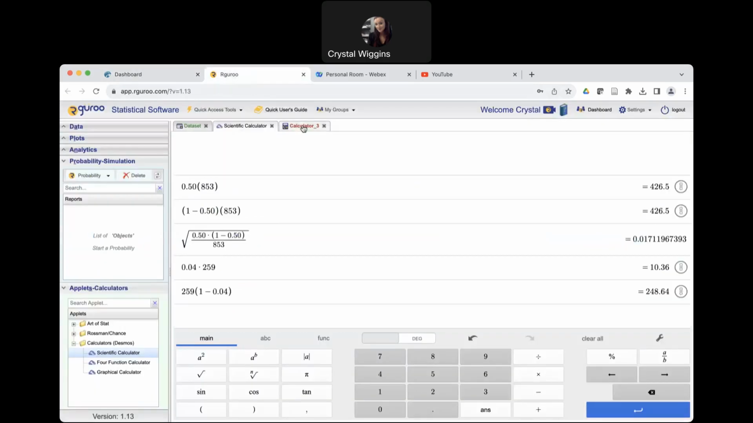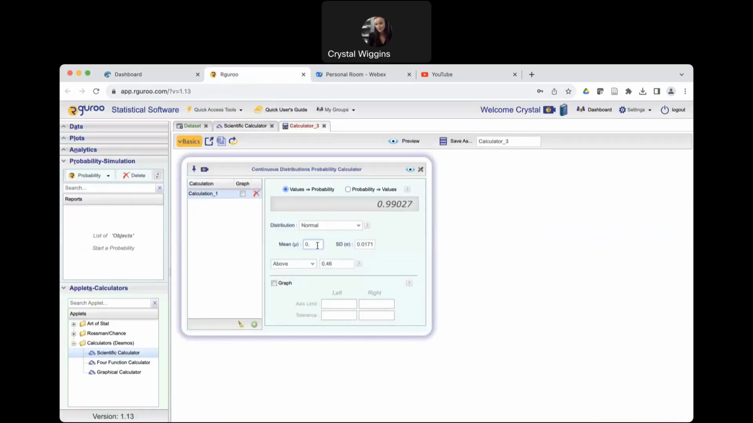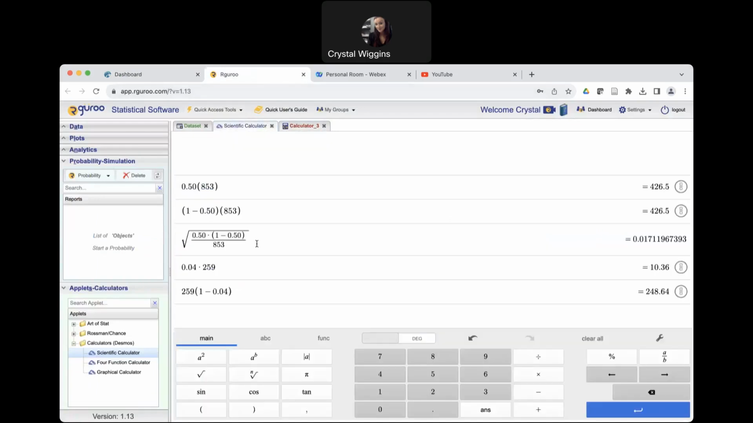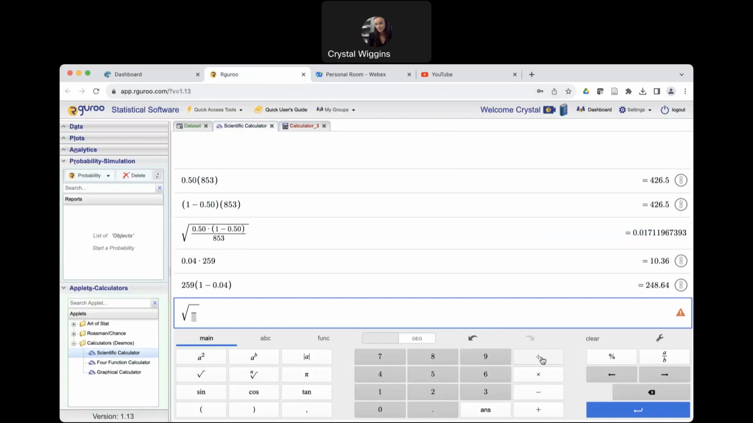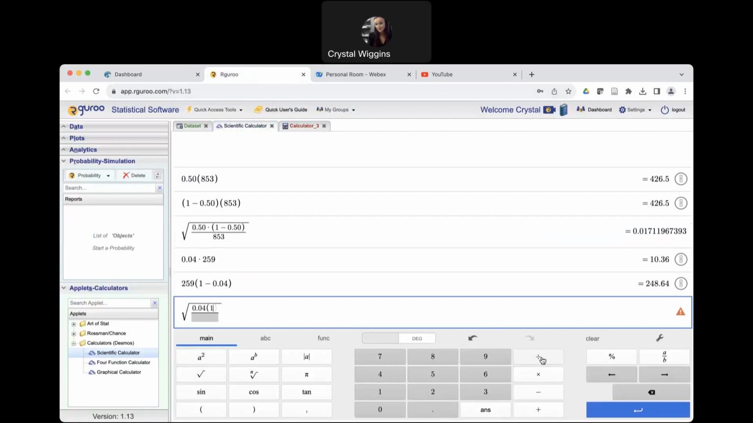So in my calculator, I'm going to change my mean to 0.04. And to calculate my standard error, I am going to put a big square root with a fraction underneath. To do that, you just hit your division sign. The numerator is going to be 0.04 multiplied by 1 minus 0.04. And my denominator is going to be my sample size, 259. I am then going to copy and paste this standard error for this sampling distribution of proportions.